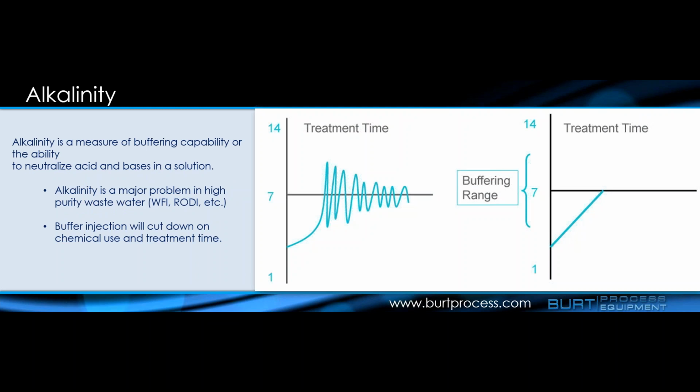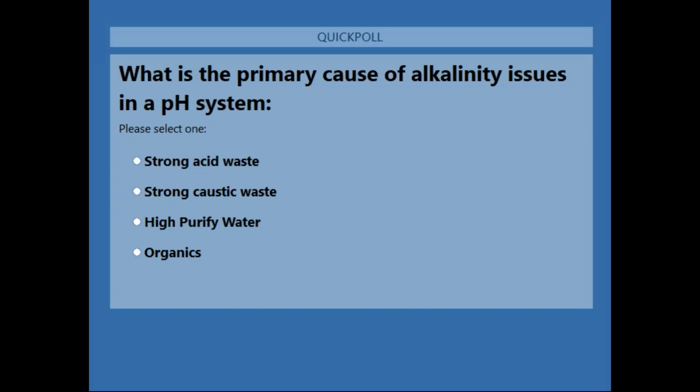High purity water, which is made from either a RODI, or reverse osmosis deionization, process, is very common in a lot of laboratories, college, industrial settings, pharmaceuticals. Now since it's a purified water source, it very often does get into pH adjustment systems. And one of the byproducts of creating high purity water is the removal of the alkalinity. And alkalinity is a measure of the buffering capability, or the ability to neutralize acids and bases in solution.